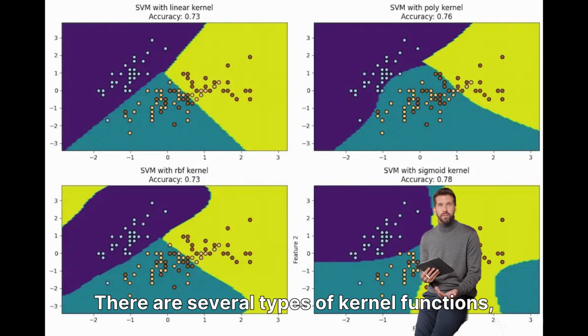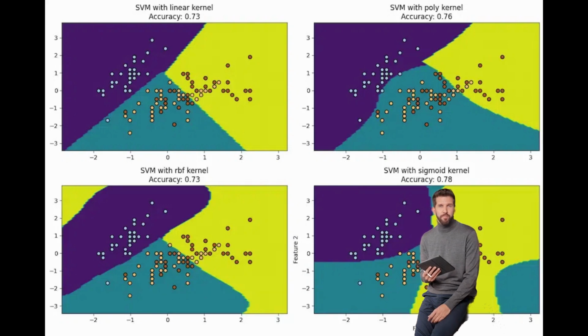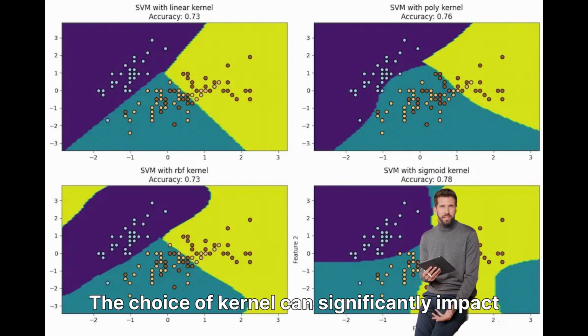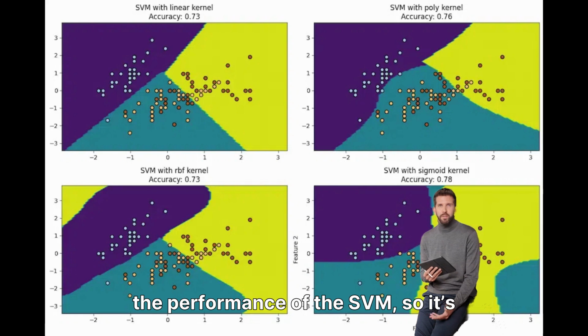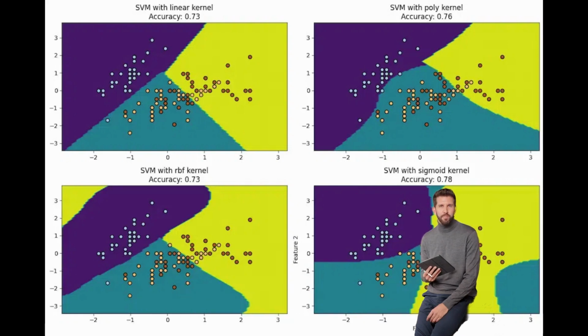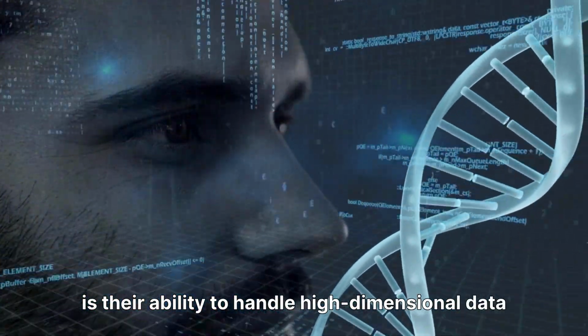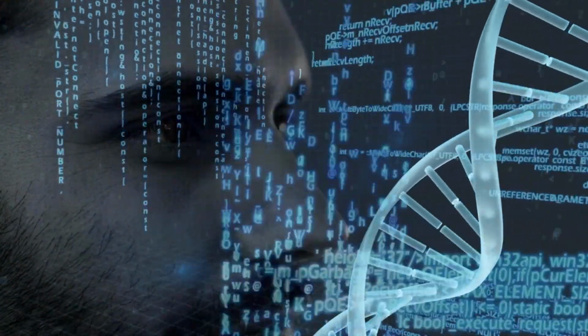There are several types of kernel functions, including linear, polynomial, and radial basis function kernels. The choice of kernel can significantly impact the performance of the SVM, so it's essential to experiment with different kernels based on your dataset. One of the great advantages of SVMs is their ability to handle high-dimensional data effectively.